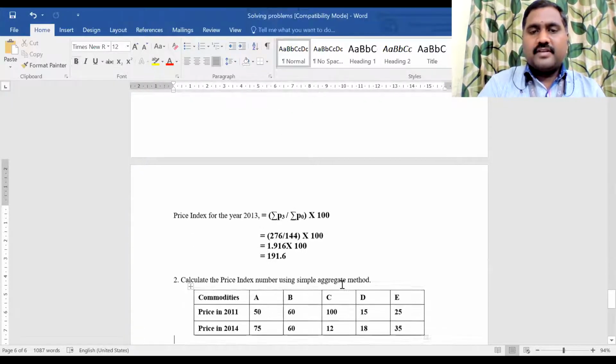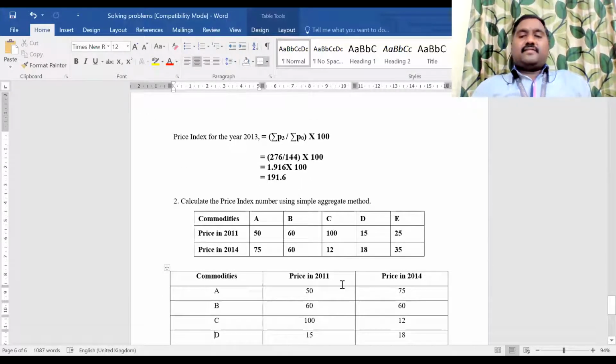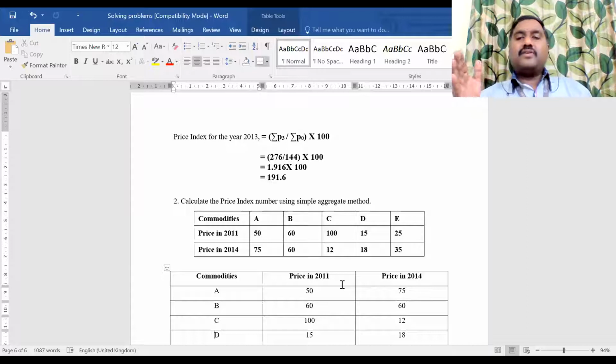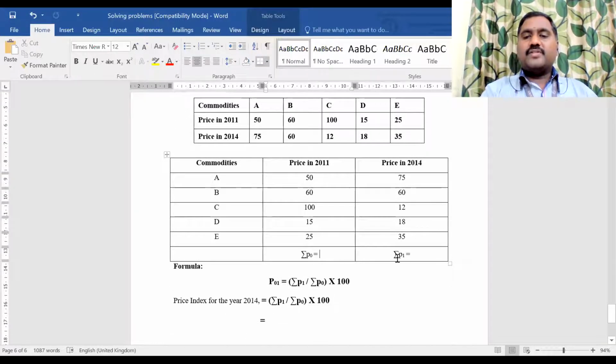Now please note down the second problem. This is very simple. Only for one year they are asking to calculate. They have given the commodities A, B, C, D. A is some product, B is some product. The price of each product in 2011 and in 2014 is given. Now we have to calculate the price index number of 2014 with the base year. Which is the base year? The previous year, 2011, which is a fixed year. So you have to calculate the price index of the year 2014 with the base year 2011. Find out and tell me what the summation P0 value is and what the summation P1 is.